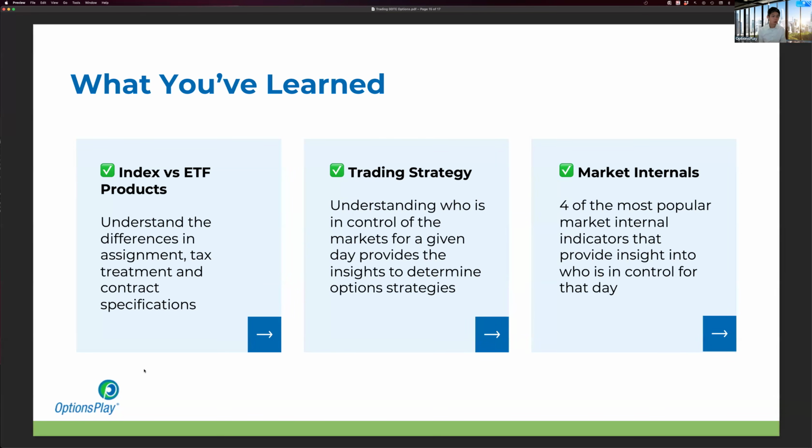So what you've learned today: index versus ETF products. What are the differences? What are the pros and cons? What are the different products that you can trade? We talked a little bit about the trading strategy.